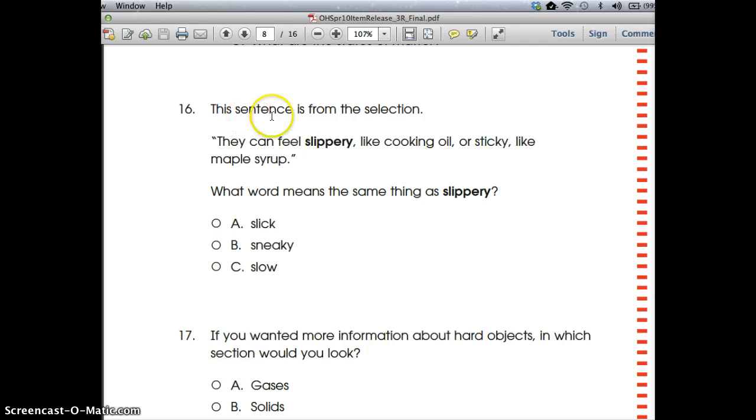16. This sentence is from the selection. They can feel slippery, like cooking oil, or sticky, like maple syrup. What word means the same thing as slippery? Would it be A, slick, B, sneaky, or C, slow? What'd you pick? The correct answer is A, slick. Slick means the same thing as slippery. It's a synonym. So put a star by this one if you picked A, slick. If you did not pick that one, cross off the one you picked and fix this, but don't mark it correct because you didn't pick the right answer.